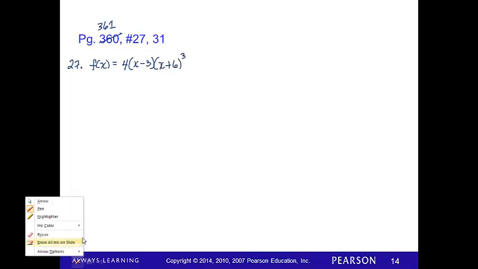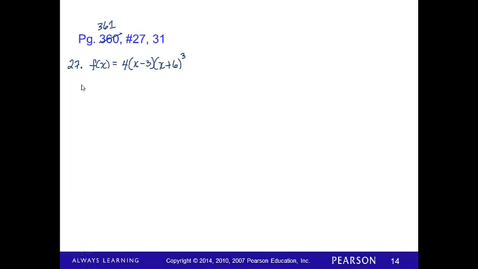All right, let's go in our books to page 360. Let's start by looking at number 27. So it's really page 361. All right, number 27. It says find the zeros for each polynomial function and give the multiplicity for each zero. State whether the graph crosses the x-axis or touches the x-axis and turns around at each zero. So 27 says f of x is equal to 4 times parentheses x minus 3 times x plus 6 raised to the third power. And we must find the zeros.